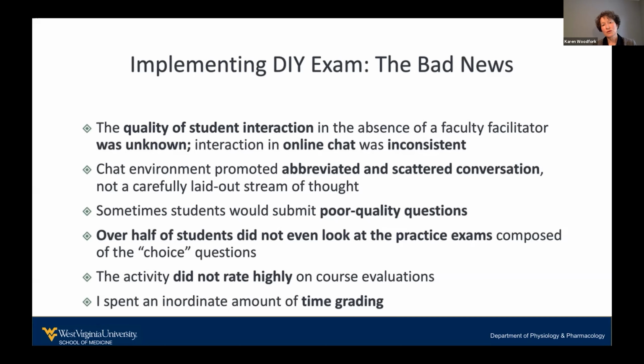Sometimes students would submit poor quality questions, and over half the students did not even look at the practice exams that I posted that were composed of other students' questions. And students really didn't like it. The activity rated really poorly on course evaluations. They felt like it was busy work, even though I showed them the graph of exam scores going up, but that wasn't cutting the mustard. They just didn't like it. In fact, about 40% of the students rated DIY exam as their least favorite activity. Plus, I spent a great deal of time grading these things, which was probably not the best thing either.